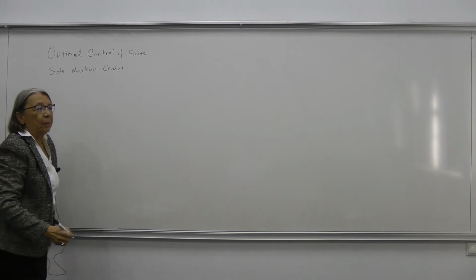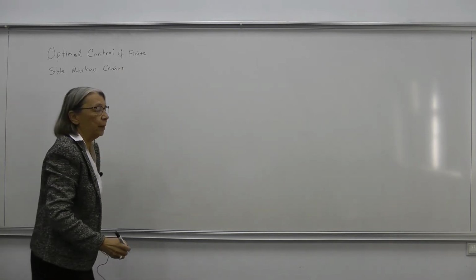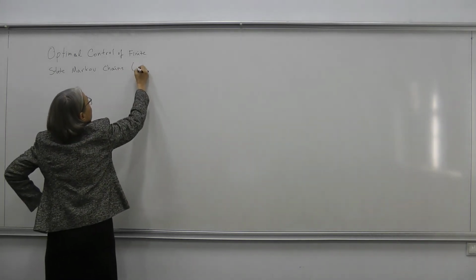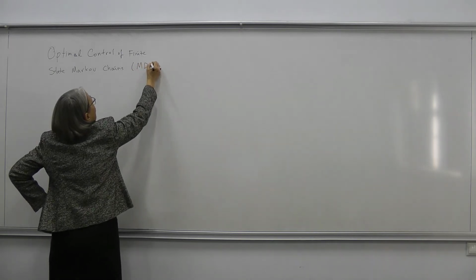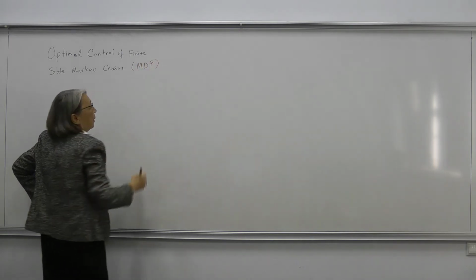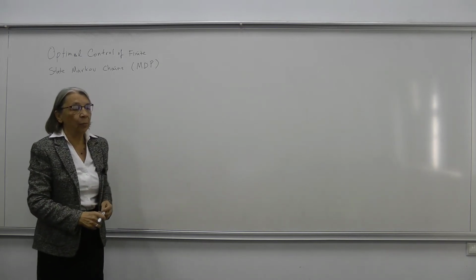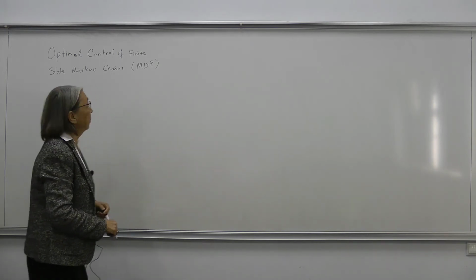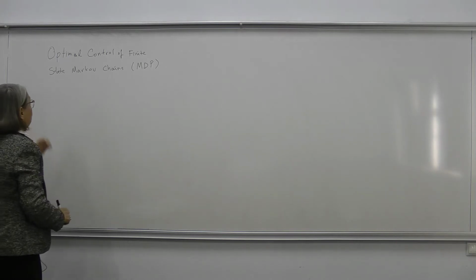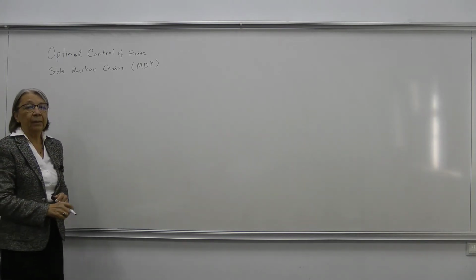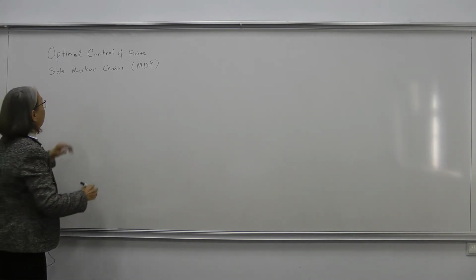Another name for this subject is Markov decision process. It is usually represented as MDP, Markov decision process. In the literature, Markov decision process is more used than controlled Markov chains. And now, let me repeat again the subject that we have already studied.